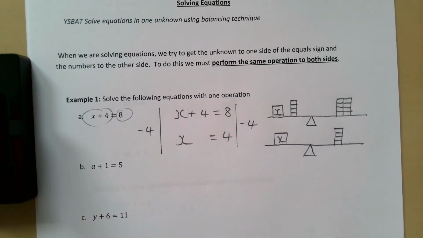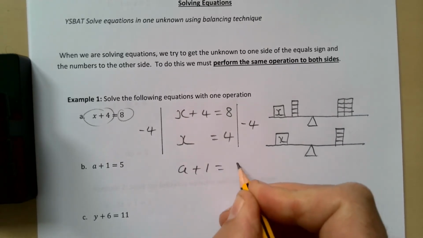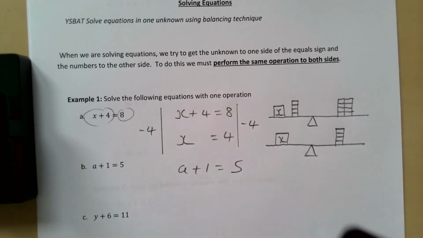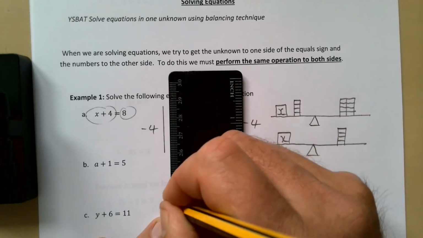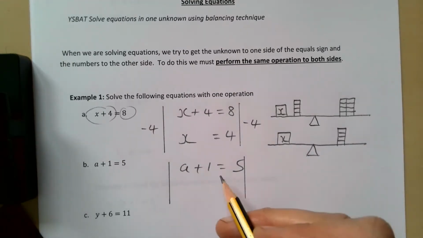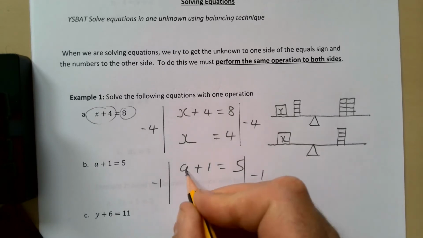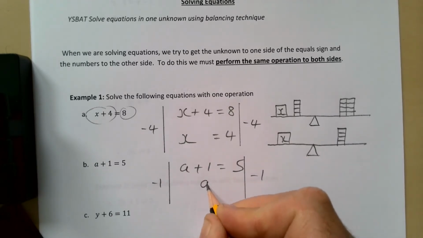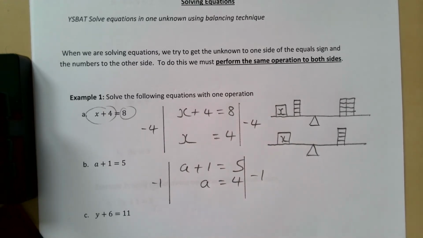a plus 1 equals 5. Don't know if you can see what we need to do to both sides. We eventually want to get the a on its own, so there's a 1 here we don't want, so we're going to take it away from both sides. If I take away 1 from this side, I get a. If I take away 1 from this side, I get 4.